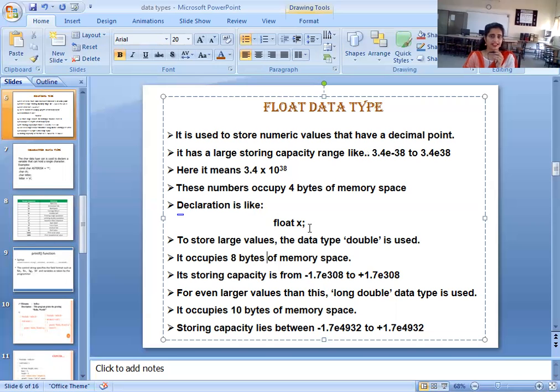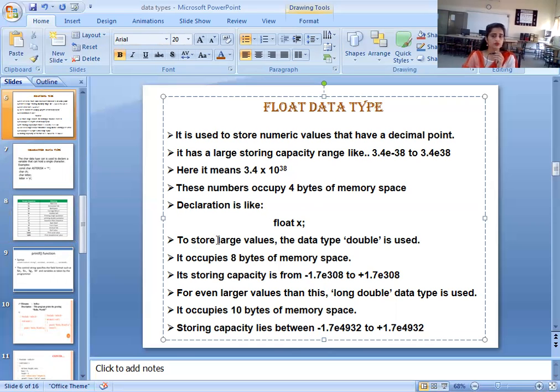Its declaration is like float. As I have already told you, the float data type is used the same as its keyword. So float is the keyword in the C programming language. So we will define float, say x, y, z, anything. And then after that a semicolon. As I've already told you, semicolon is used for the end of the line, right? It tells the end of the statement.